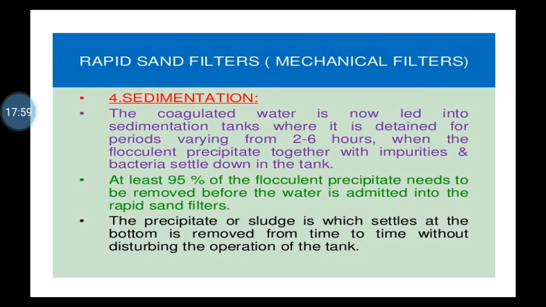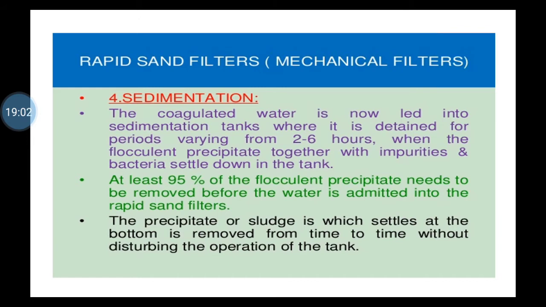The next is sedimentation. Now the coagulated water is directed into a sedimentation tank, where it is detained for a period varying from 2 to 6 hours. In this settling tank the water remains for 2 to 6 hours. During this period the precipitate along with suspended matter and bacteria settle at the bottom, and the supernatant water looks very clear in appearance. At least 90 to 95% of the flocculent precipitate gets removed before water is admitted into the rapid sand filter, isn't it?